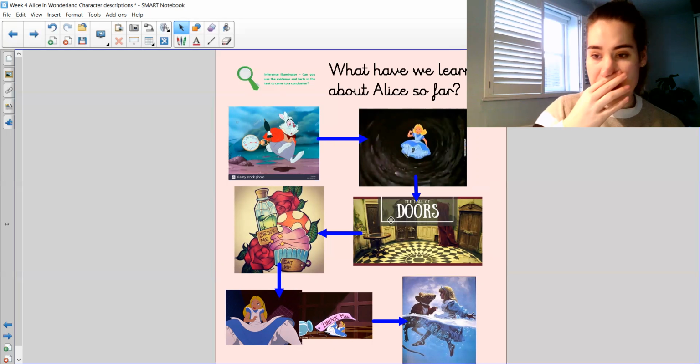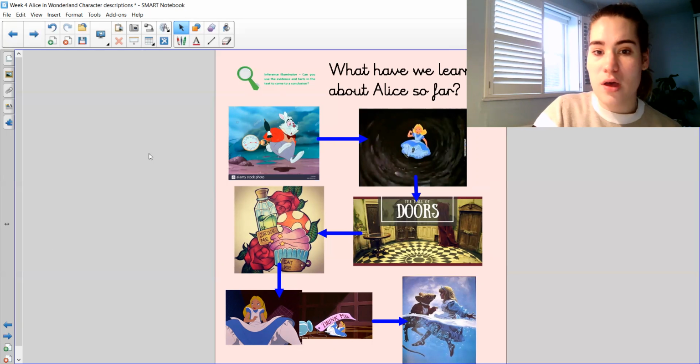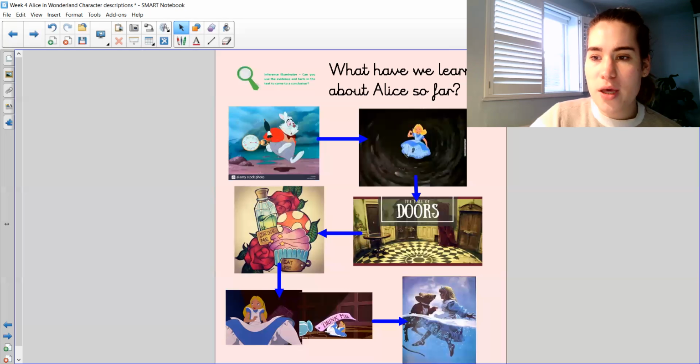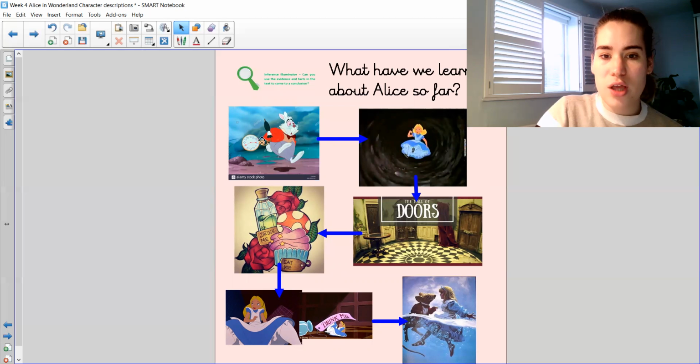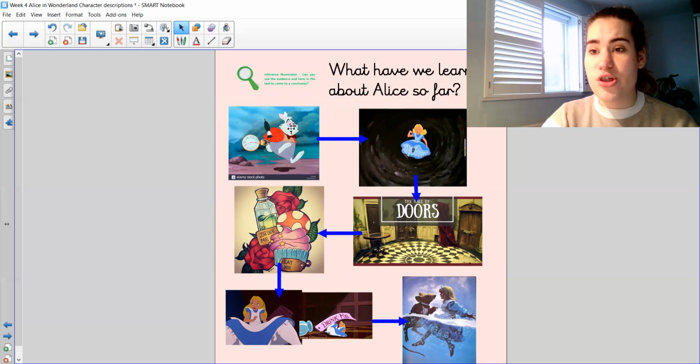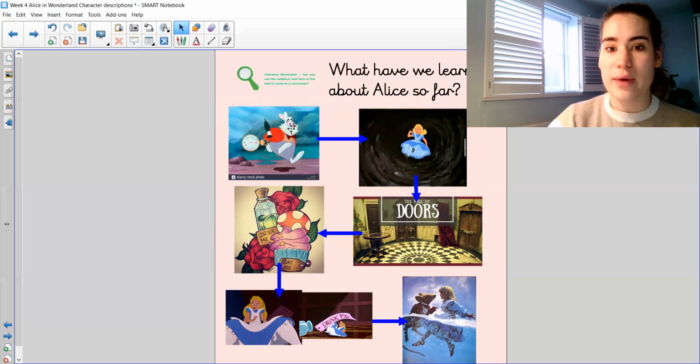So I want you to just rewind, remind yourself of the events that she's gone through and the events from today, where she's had the race, been part of the Caucus race and spoke to the mouse as well. What type of person do we think Alice might be? What have we learned so far? So I'll go first. When I was thinking about her chasing the rabbit, following the rabbit, we started to think that Alice was quite curious, didn't we? She was quite curious about what the rabbit was doing, but also she wanted to find out more about where the rabbit was going.